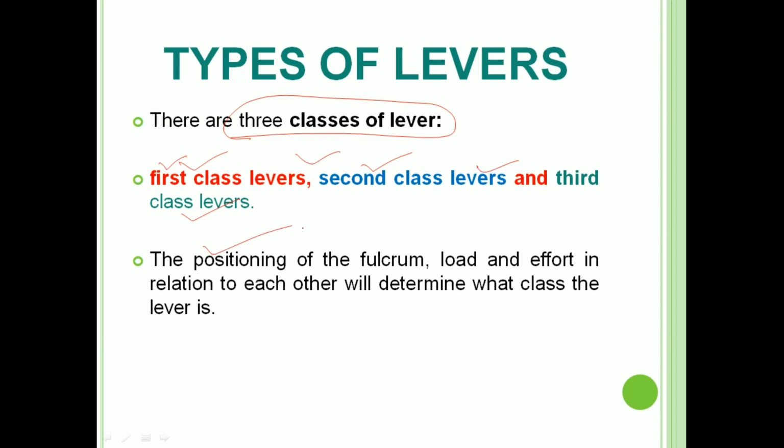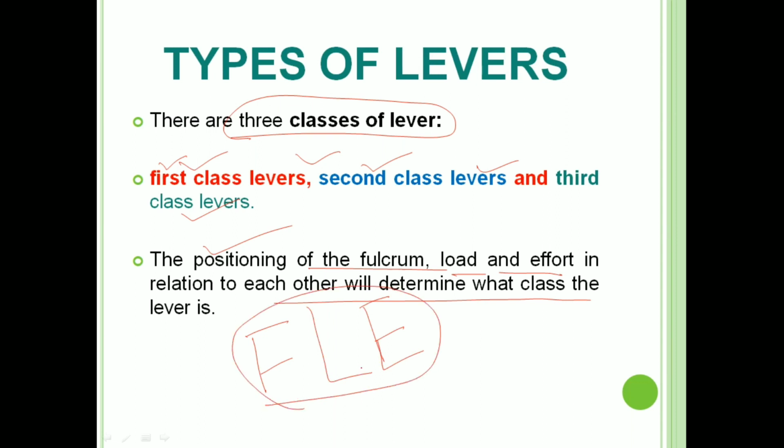So, the positioning of the fulcrum, load, and effort in relation to each other will determine whether it is first class, second class, or third class. What does it mean? As it is mentioned here, depending upon the position of fulcrum, which we can denote by the letter F, load, which we can denote by L, and the effort, which can be denoted by E. Depending upon the position of these letters or the placement of these things, we are going to determine whether it is first order, second order, or third order.